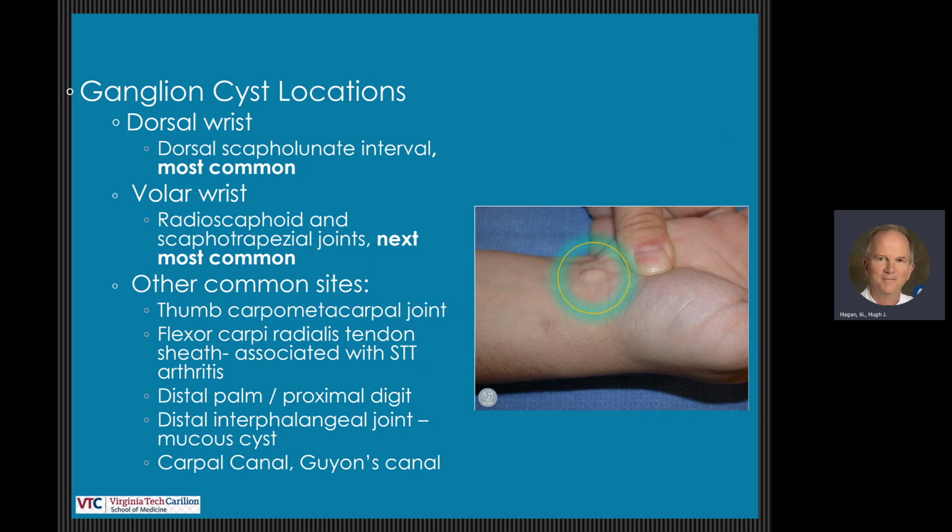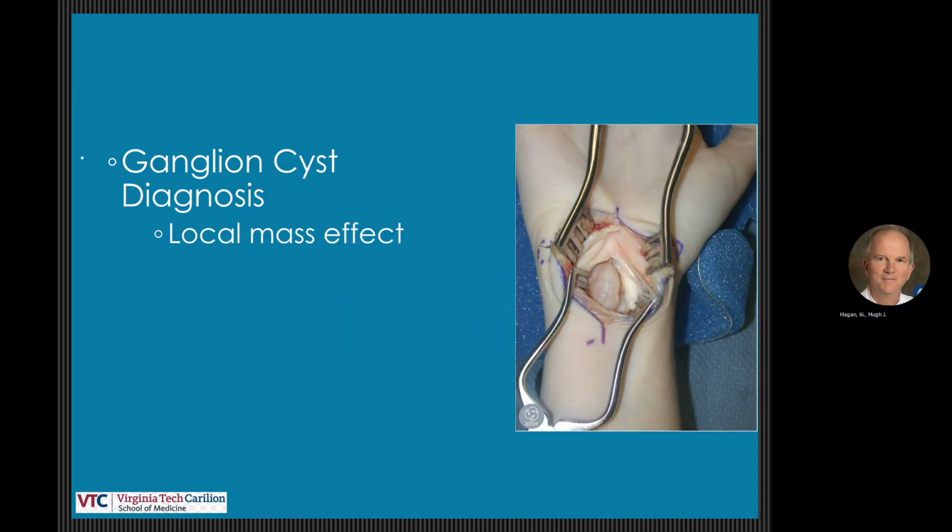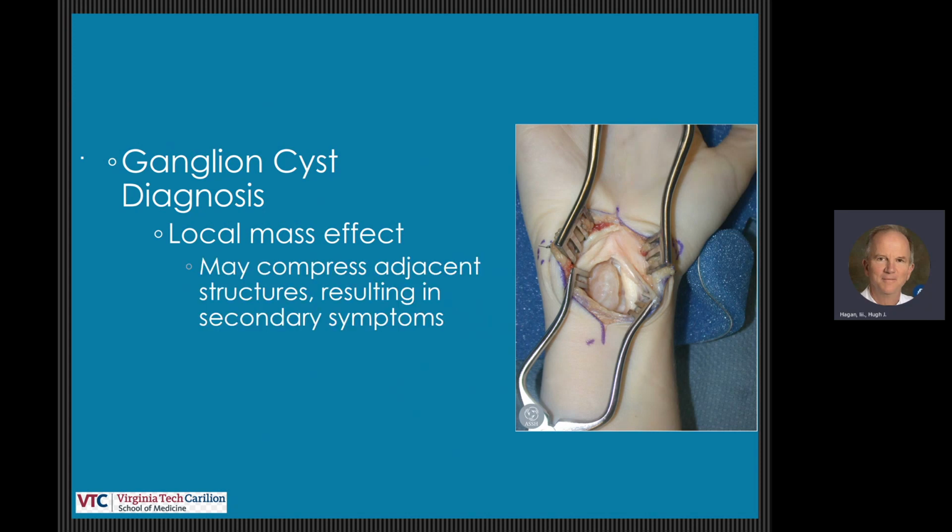Cysts can present in enclosed locations, such as the carpal tunnel or in Guyon's canal, and produce secondary nerve compression syndromes. They can exhibit a local mass effect, such as this example taken from the Hand Society's instructional lecture on ganglion cysts and tumors, in which a ganglion cyst is present in Guyon's canal.